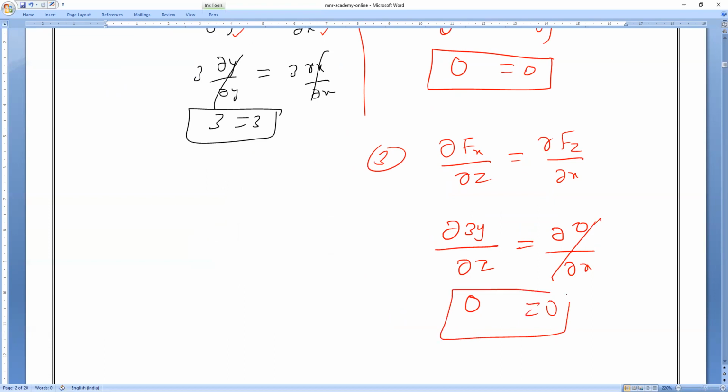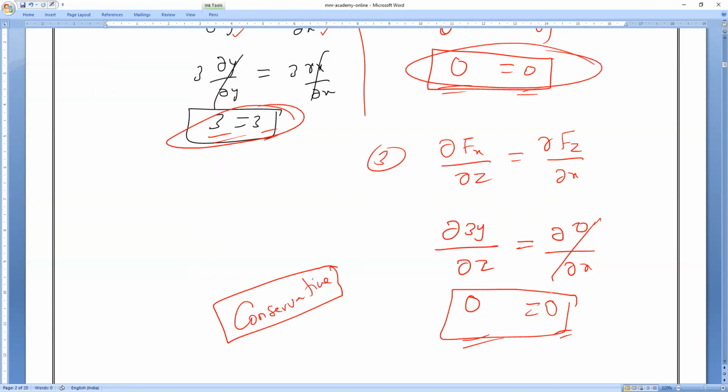So now tell me, all are equal. So is it conservative or non-conservative? It is conservative. Don't think that here 3 equals 3 and here 0 equals 0 and 0 equals 0. All should not be the same number, but this must be equal, this must be equal, and this must be equal. Understand, brothers? Yes, sir. Naren, do you understand this concept?